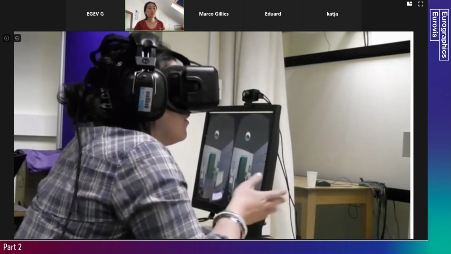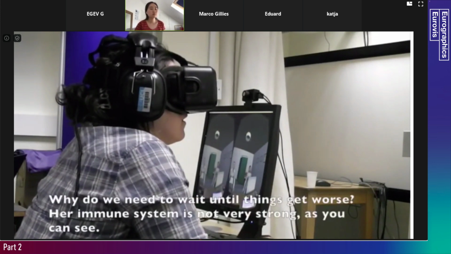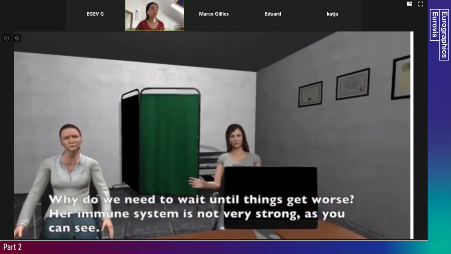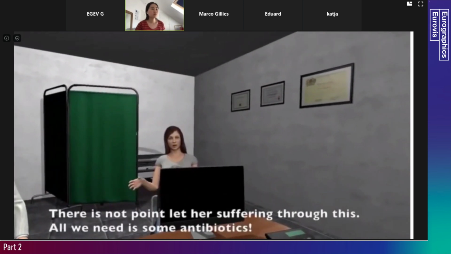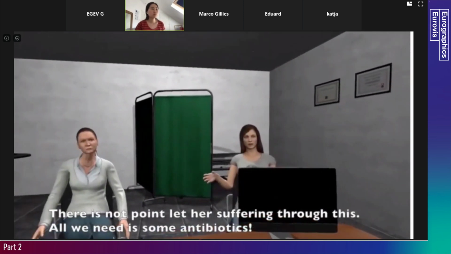Do you know? Why do we need to wait until things get worse? Our immune system is not very strong, as you can see. There's no point letting her suffer through this. All we need is some antibiotics.